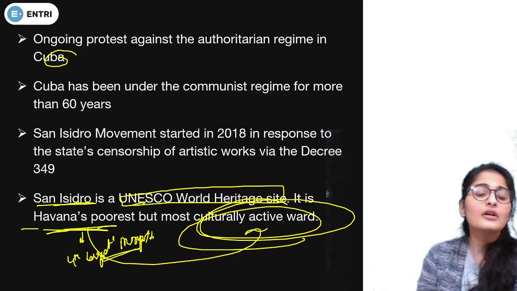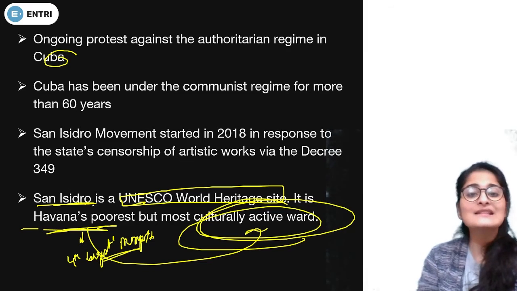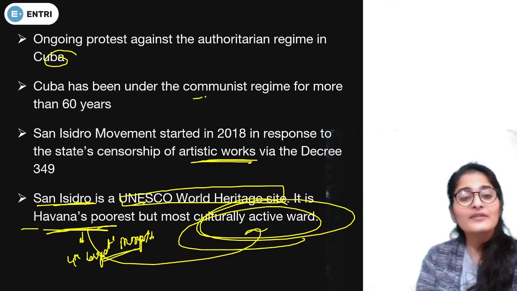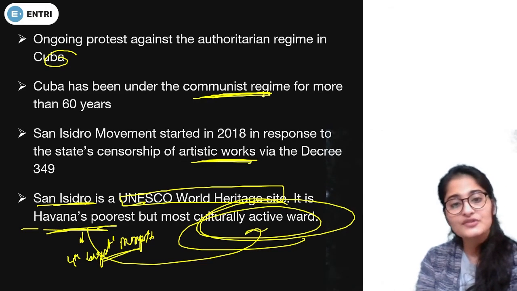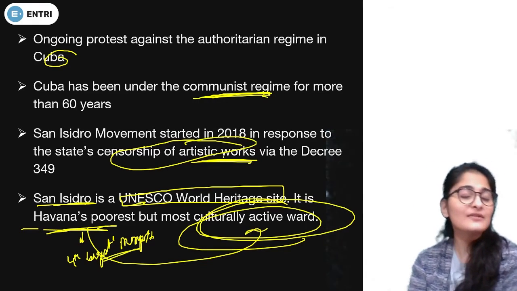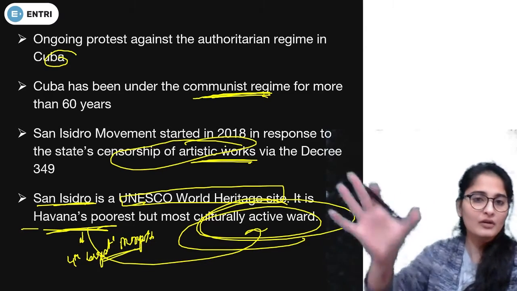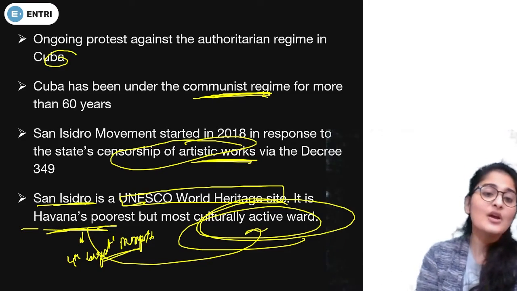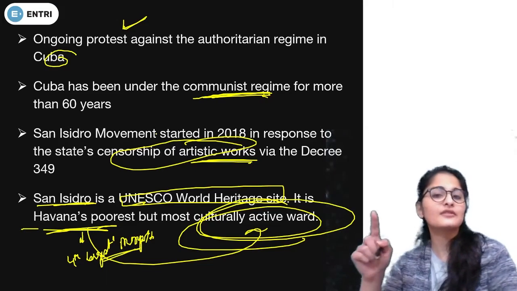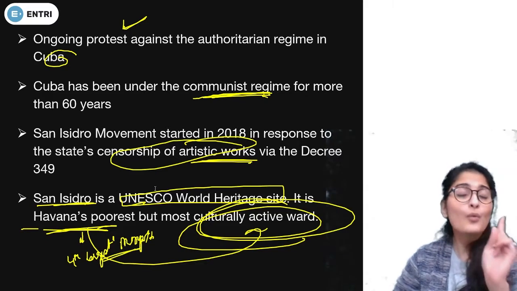Havana, on the other hand, is the fourth largest metropolitan of the Caribbean islands, right? So over here, there is a cap or censorship on artistic works. And over here we have a communist regime. So under the communist regime, artistic works are also under censorship. Now the people believe that art should not be under the censorship of the government of the country. That is the purpose why they are organizing this protest, that the censorship should be removed.